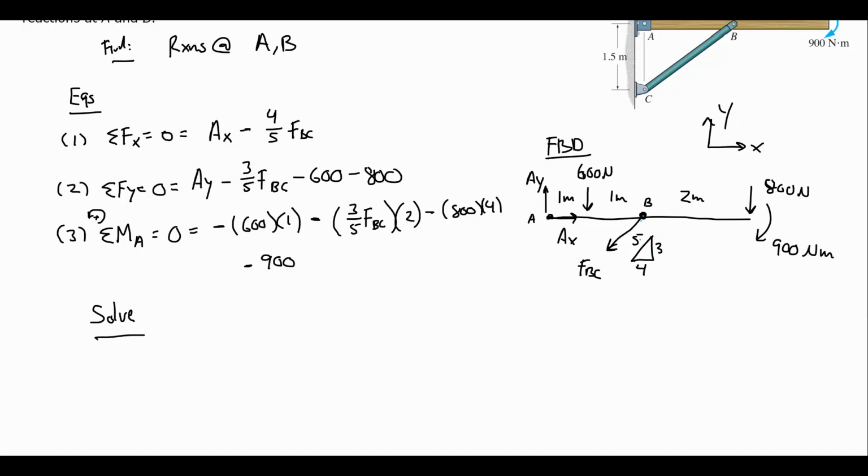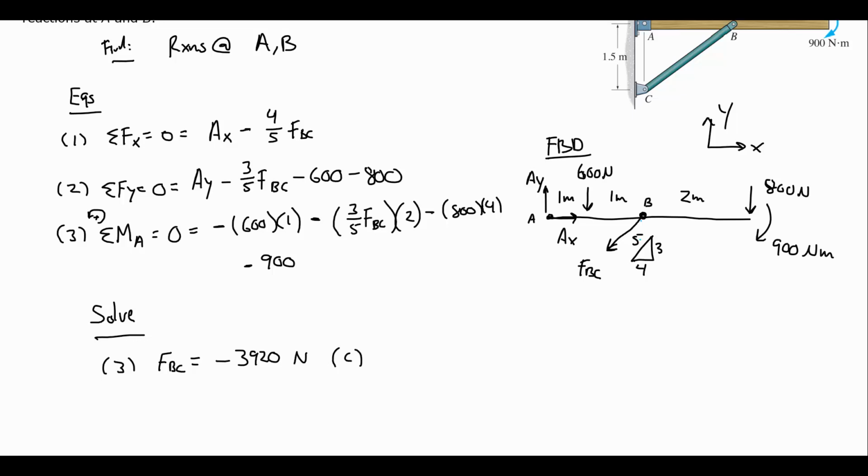Looking at the equation 3, because I was strategic and I chose to take the moment around point A, the only unknown in equation 3 is FBC. So I'm going to start by solving for FBC. One equation, one unknown. We can do that by hand, and if we do, we find that FBC is a negative 3920, and we're in newtons.